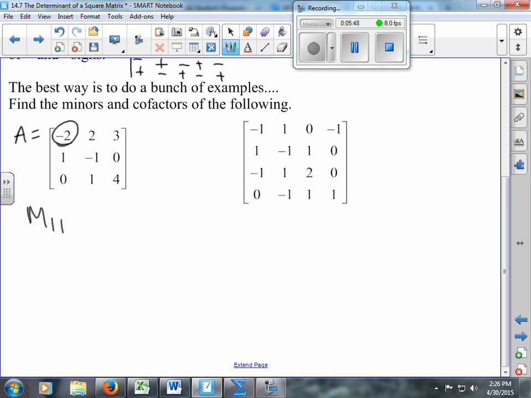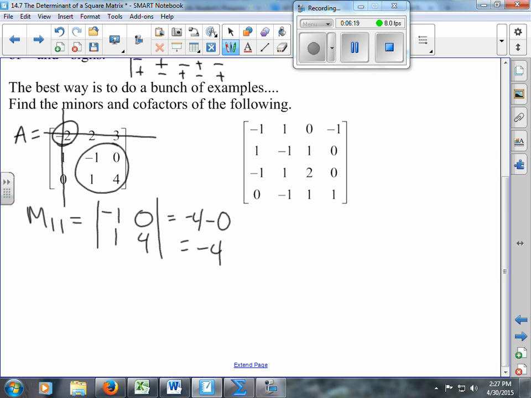And so I'm going to find minor 1, 1. And to do that, notice this -2, I'm going to cancel the column it's in, and I'm going to cancel the row it's in. And when I do that, I'm left with a 2 by 2 matrix. And so the minor associated with the 1, 1 position is the determinant of this matrix that's left. Okay, so I just took this matrix that's left, and I'm going to take the determinant of it. And this is what we just did. So that's -4 minus 0, -4. So minor 1, 1 is -4.